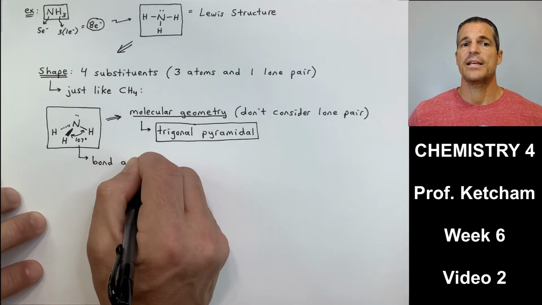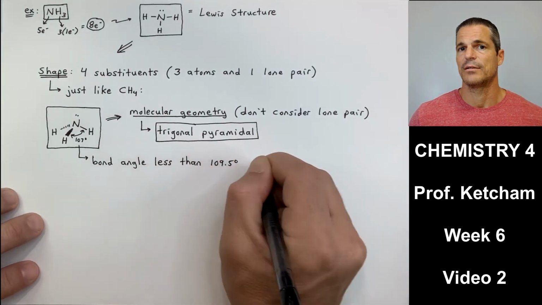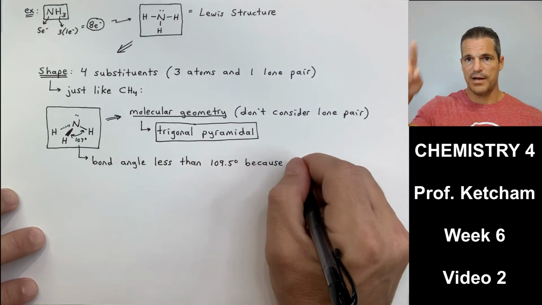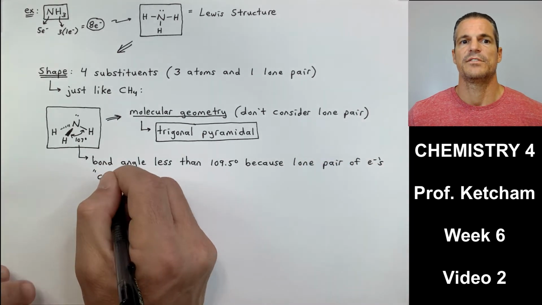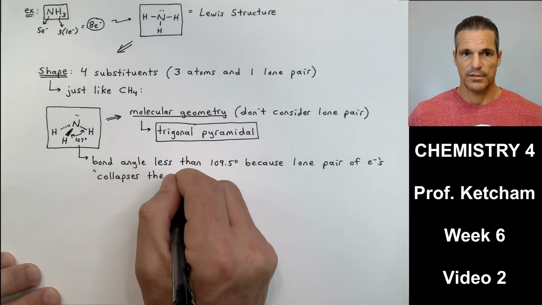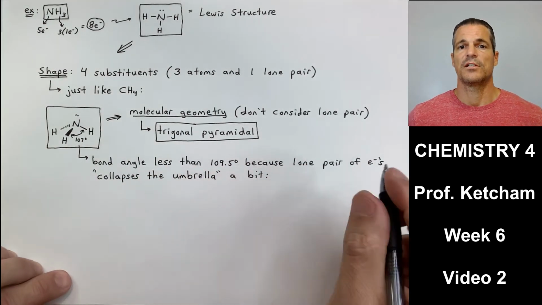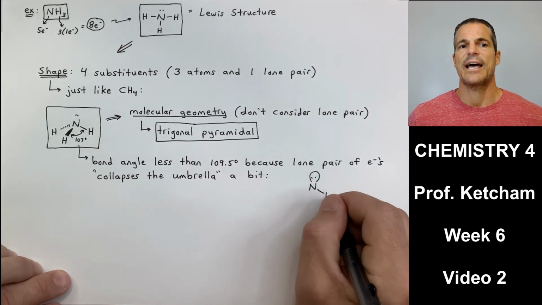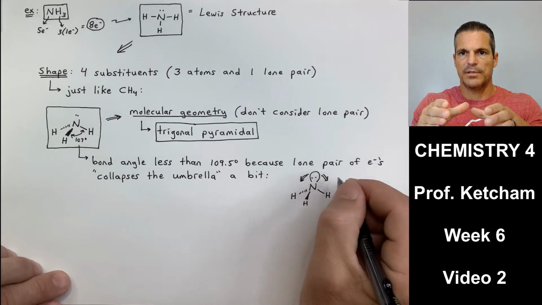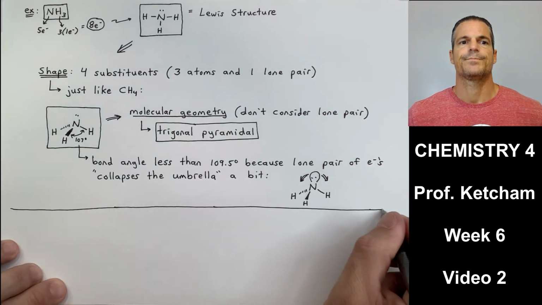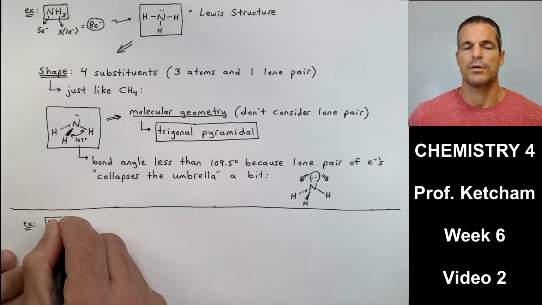All right, the bond angle here is a little smaller. It's not 109.5, it's 107. That's because the lone pair up there is kind of like a cloud, and it's going to collapse the umbrella down of those H and H bonds. So the bond angle is less than 109.5 because the lone pair of electrons collapses the umbrella a bit. It's kind of like taking a tripod of a camera and closing it up a little bit to make the thing taller.